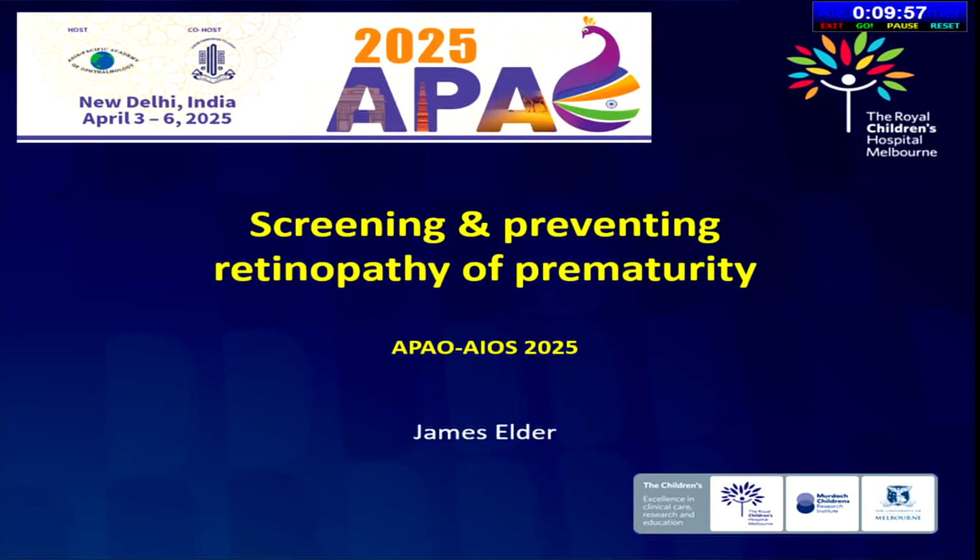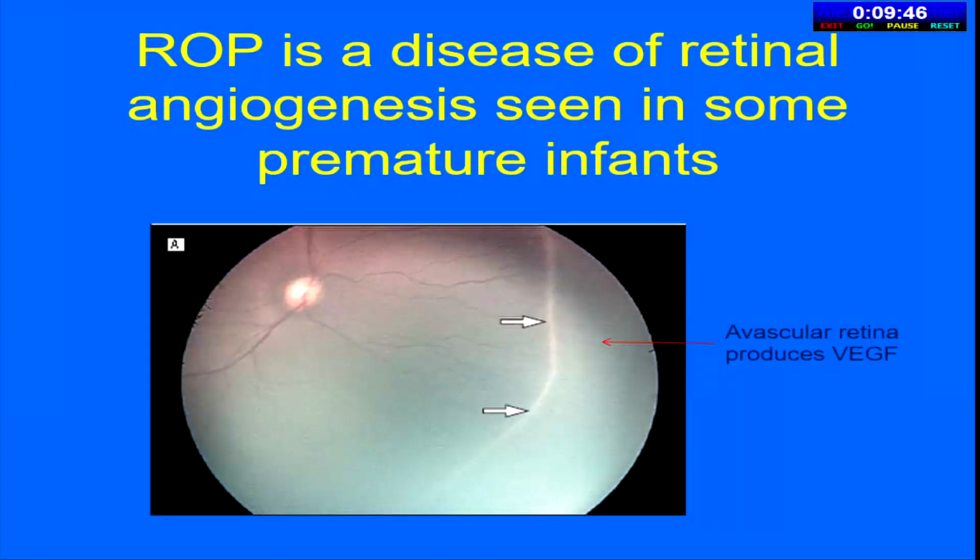Thank you for inviting me to talk in this session. There's a change of pace here, because this is more about hospital systems and protocols and things of that nature, rather than exactly what the ophthalmologist does. We all know that ROP is a disease of retinal angiogenesis that's seen in some premature infants. Basically, you can think of it as a VEGF gradient that encourages the growth of blood vessels. Because when children are born premature, their vasculature is immature, we see this problem.